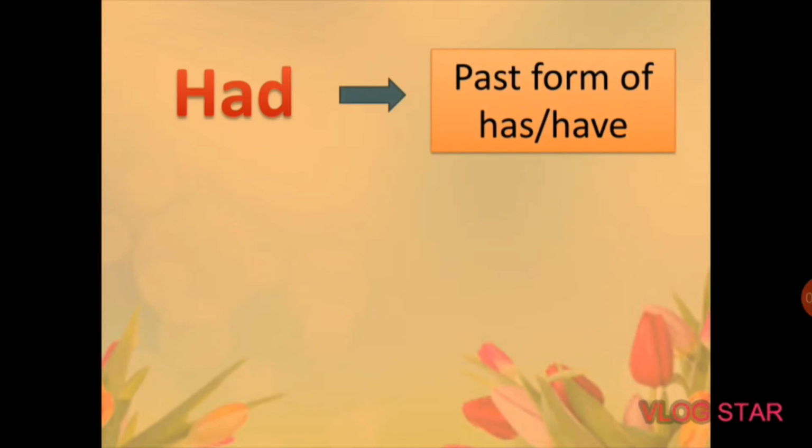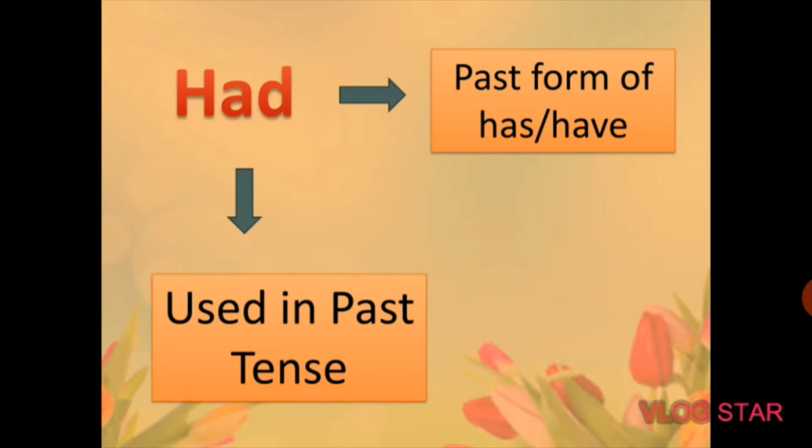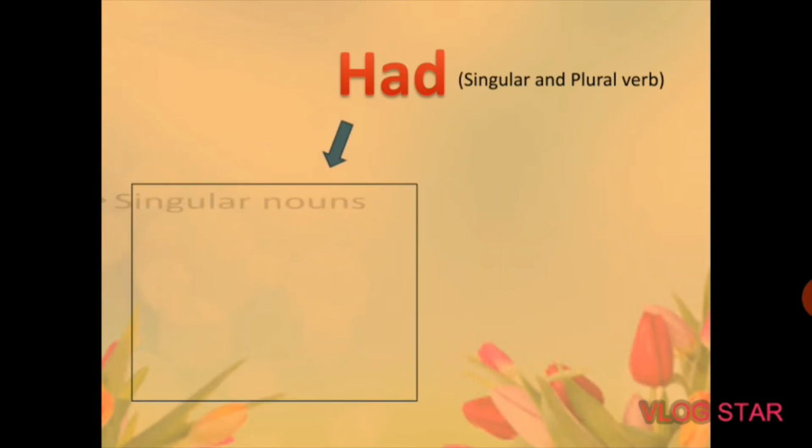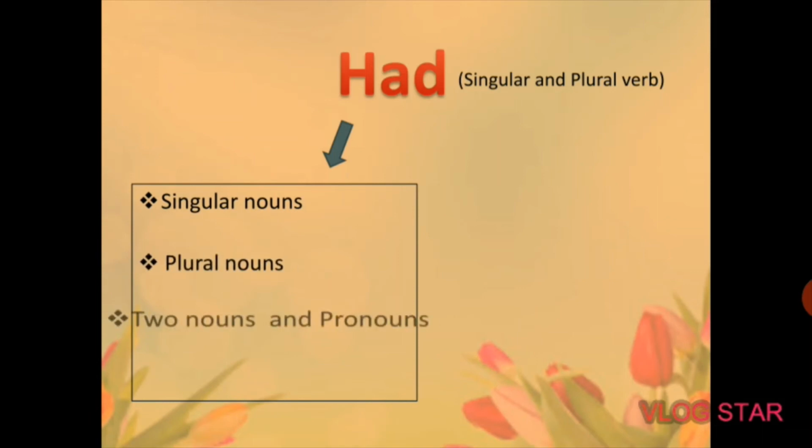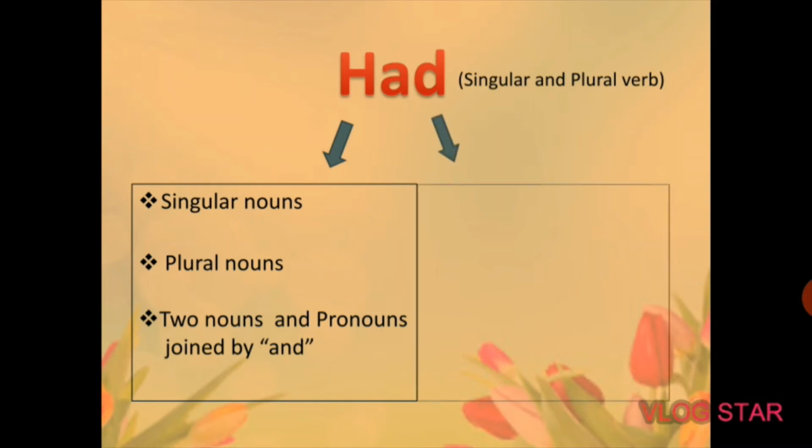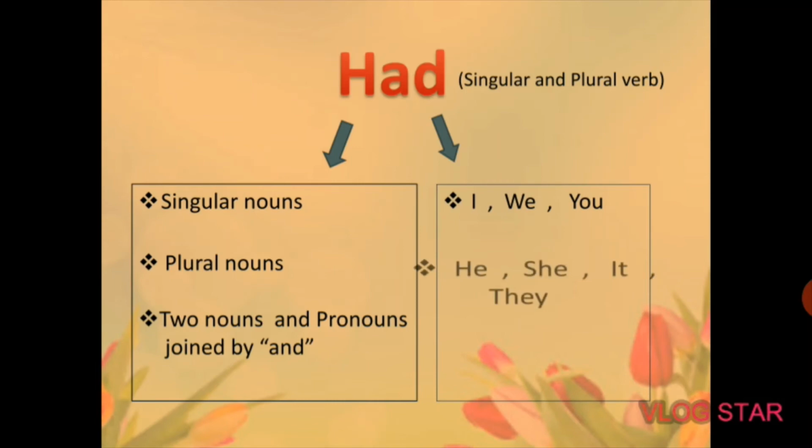Had is the past form of has and have, and it shows the possession in the past tense. Had works as both singular and plural verb, and it is used with the singular nouns and plural nouns and with the nouns and pronouns joined by and. It is also used with the pronouns like I, we, you, it, they, he, she. Let's have some examples for it.